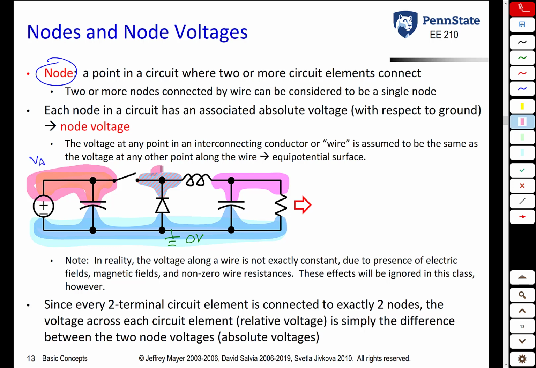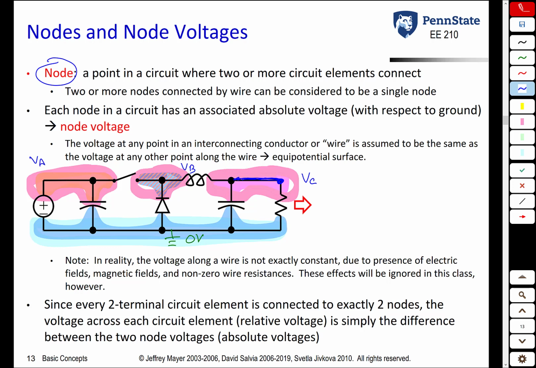This area right here is another distinct area. We can call that node V sub B. And then on the right, this area here is another node. So we call its voltage V sub C. So notice in between here, all of this wire here is considered one node. Even if you drew another circle here, that does not make that a separate node. That is all one node because it's connected just by wire.